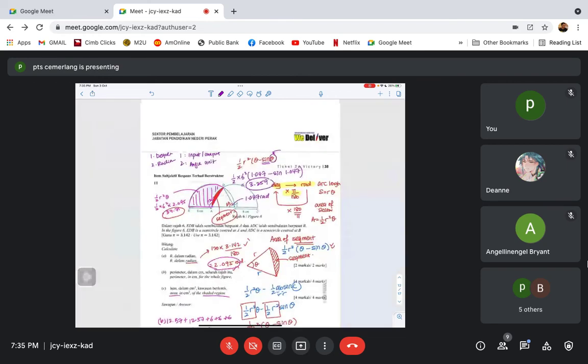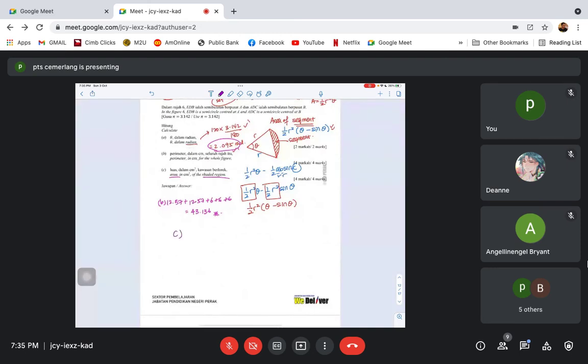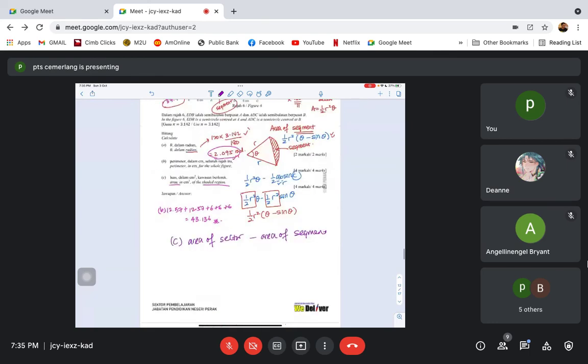Okay. And then to answer your question here, for question C, you have to take the area of sector minus the area of segment. Okay. So that's it. Area of sector just now, what was that? 37.71 minus the area of segment just now was 3.259. Okay, so just take 37.71 minus 3.259. And then you should get 34.451. Right, so that is your final answer.